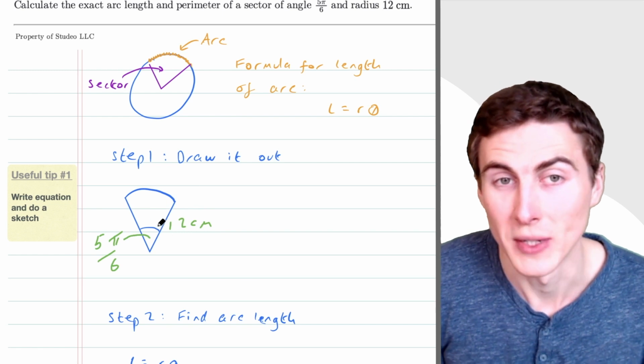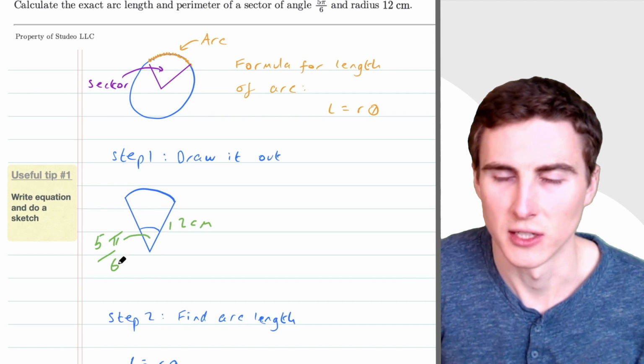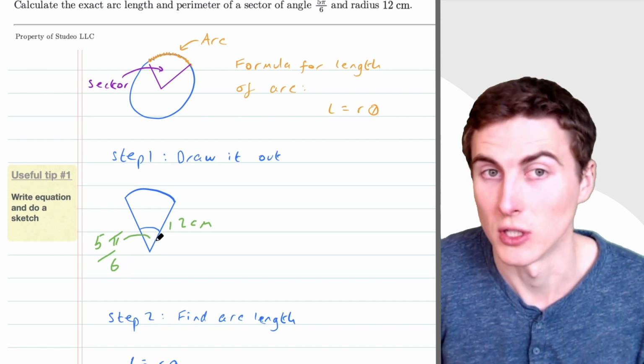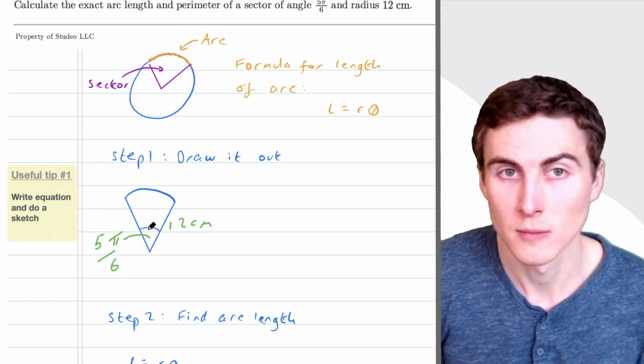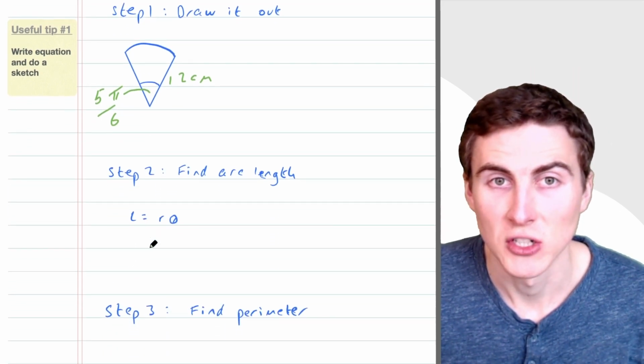And this diagram is not particularly accurate. This is a lot smaller than 5 pi over 6 in reality, but it doesn't really matter too much. It's just a diagram to get the idea across. And then once we've drawn it out and we know what we're looking for, we can then actually find the arc.